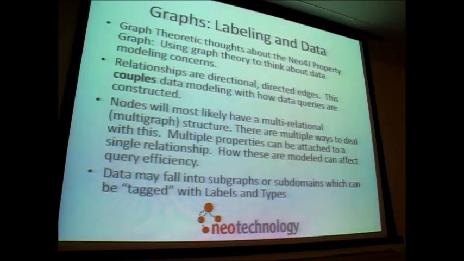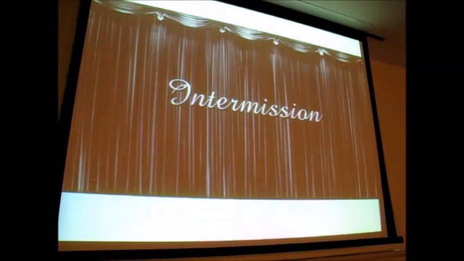Your data is also going to potentially fall into subgraphs or subdomains, which you're tagging with labels and types across the edges and vertices. We'll look a little bit more at subgraphs in a minute. All right, this is a break point here, so we can take a break.